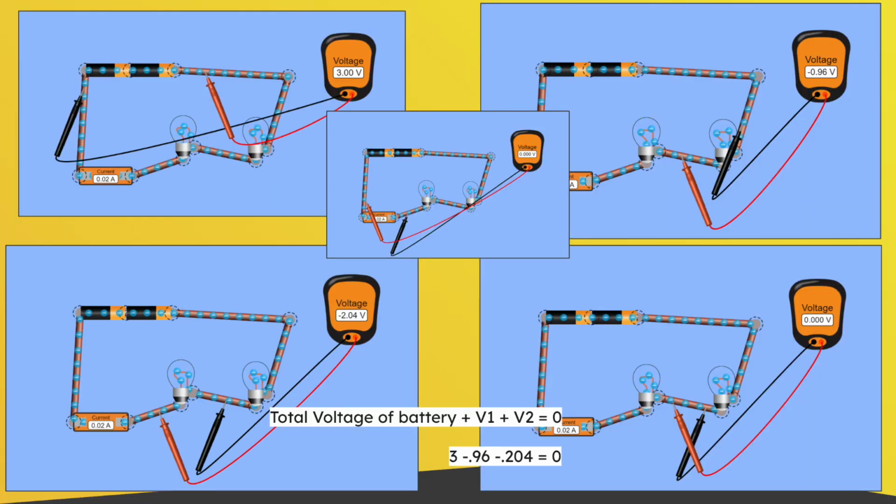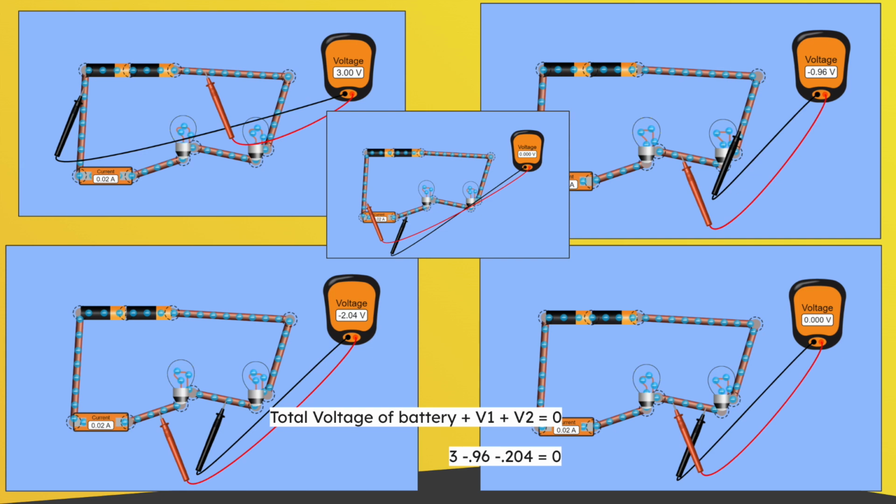Here's the voltmeter placed at different points along the circuit. When the voltmeter is placed across the batteries, it reads 3 volts, which is the total voltage across the batteries. Over the first resistor, it reads negative 0.96 because the circuit is losing 0.96 volts of potential energy. Furthermore, over the second resistor, the voltmeter reads negative 2.04 volts because it's also losing that much voltage. When you take the total voltage over the battery and add it with the voltage reading over both resistors, you get 0, which is in accordance with the loop rule.